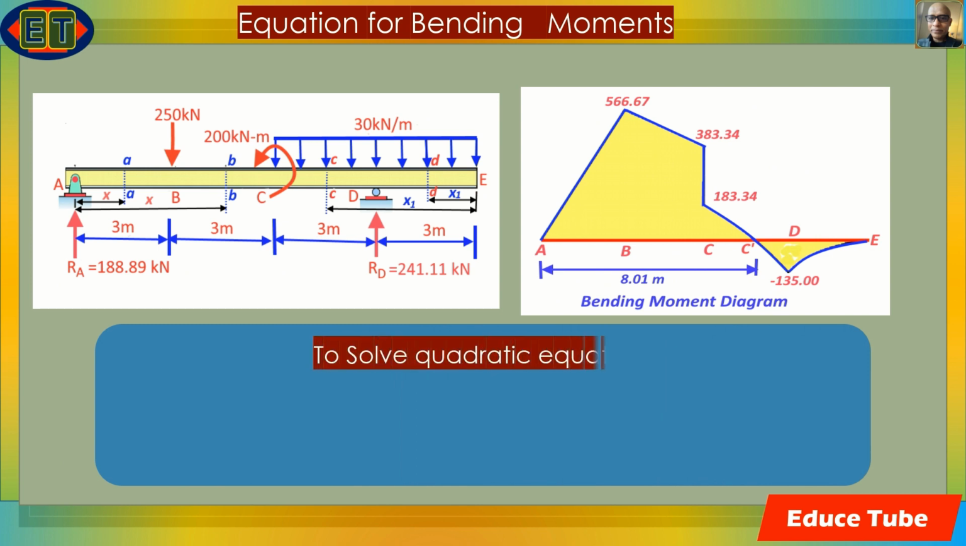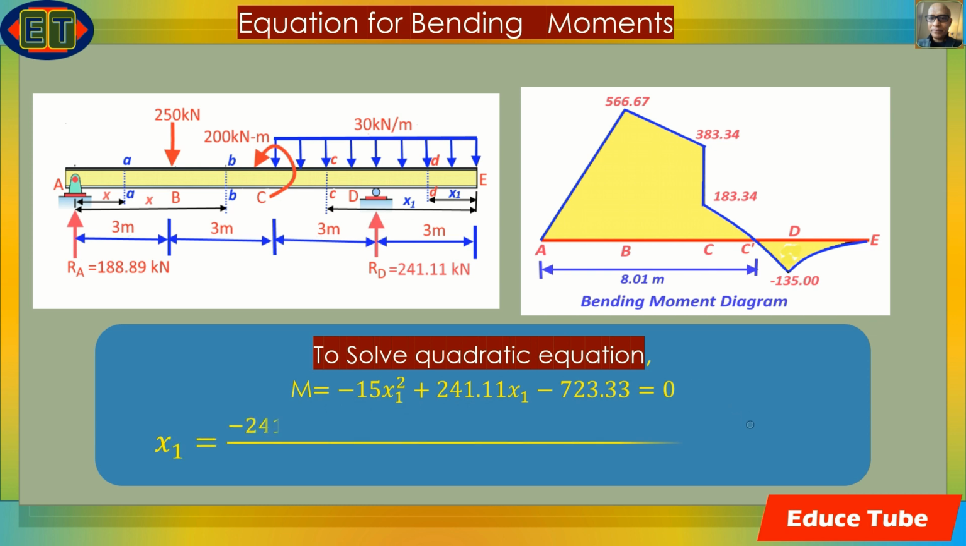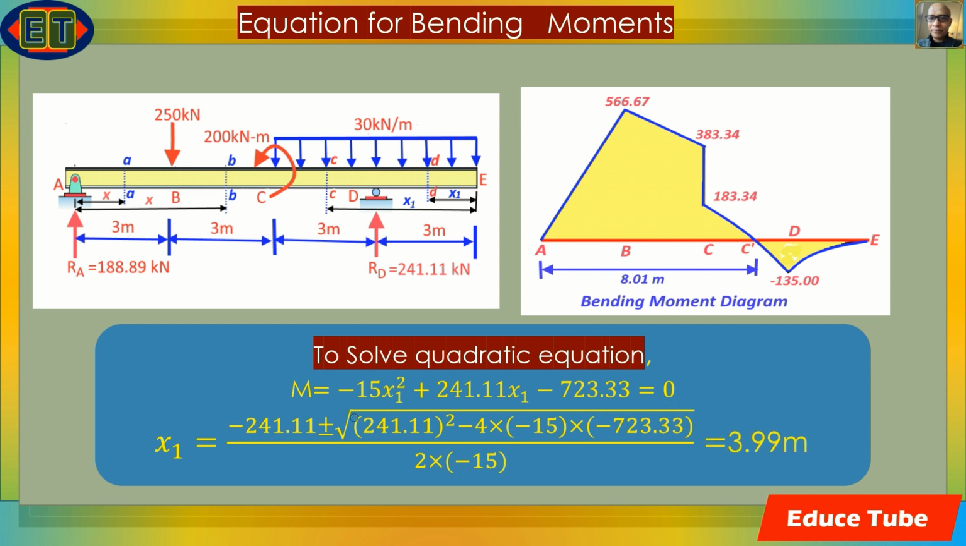Here, to solve the quadratic equation, we have to solve the equation like this, considering moment equation equal to 0. Then from this quadratic equation, x1 equal to minus b plus minus square root of b square minus 4ac divided by 2a. Putting all the values from this quadratic equation, we get 3.99.